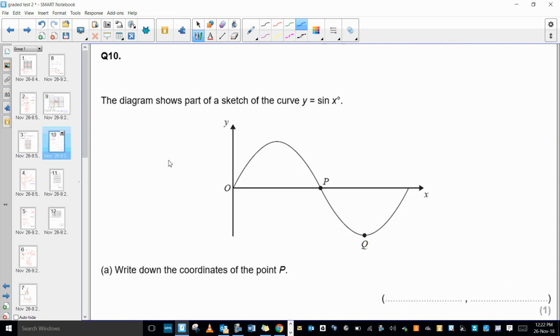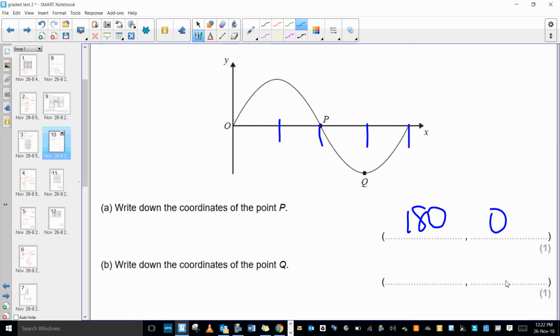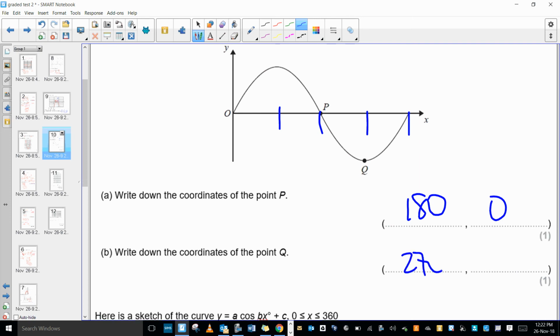Alright, here's a sine curve. Write the coordinates of P. Ideally you're supposed to learn these: 90, 180, 270, 360. So that's the coordinate (180, 0). And Q would be (270, -1), because it's down here.